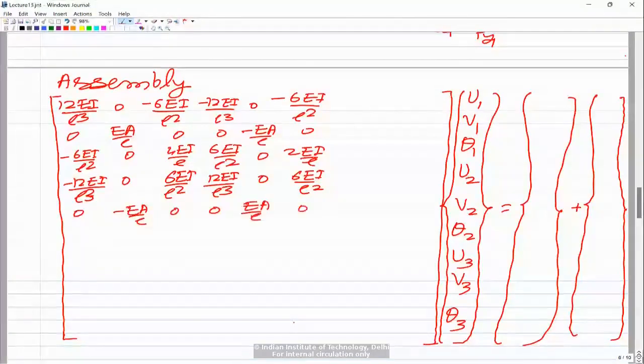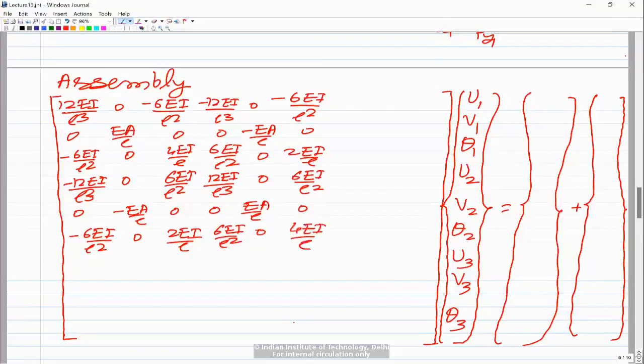And then the sixth row is minus 6EI by L square, 0, 2EI by L, 6EI by L square, 0 and 4EI by L. So this is the contribution of basically the first element. Now let's add the contribution of the second element.